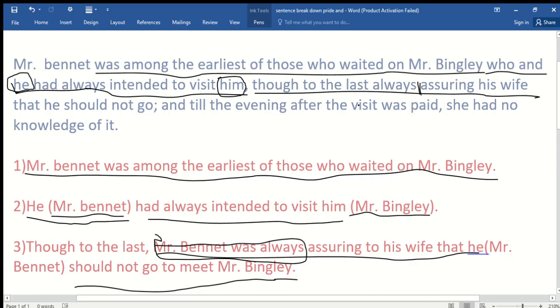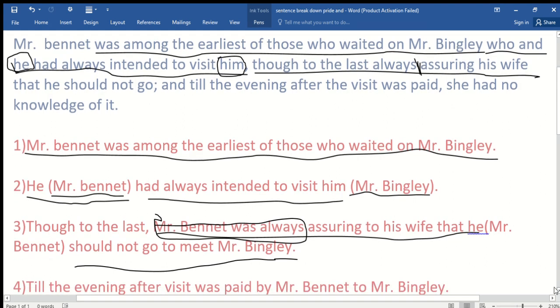The subject here is removed to make it shorter, and this subject can be known from the context of the sentence. So who is assuring his wife? Mr. Bennet is assuring his wife that Mr. Bennet should not visit Mr. Bingley. It means that in his heart Mr. Bennet was wanting to meet Mr. Bingley, but Mr. Bennet was showing that he does not want to meet Mr. Bingley.